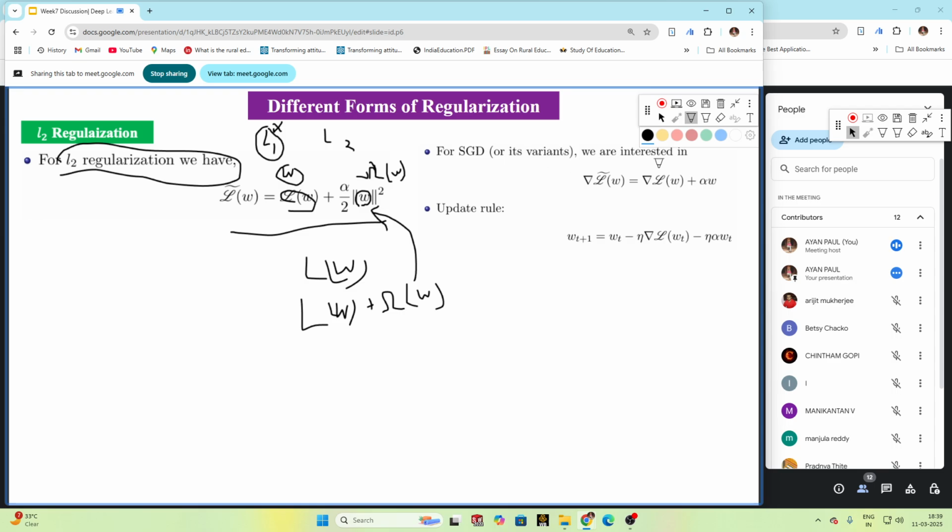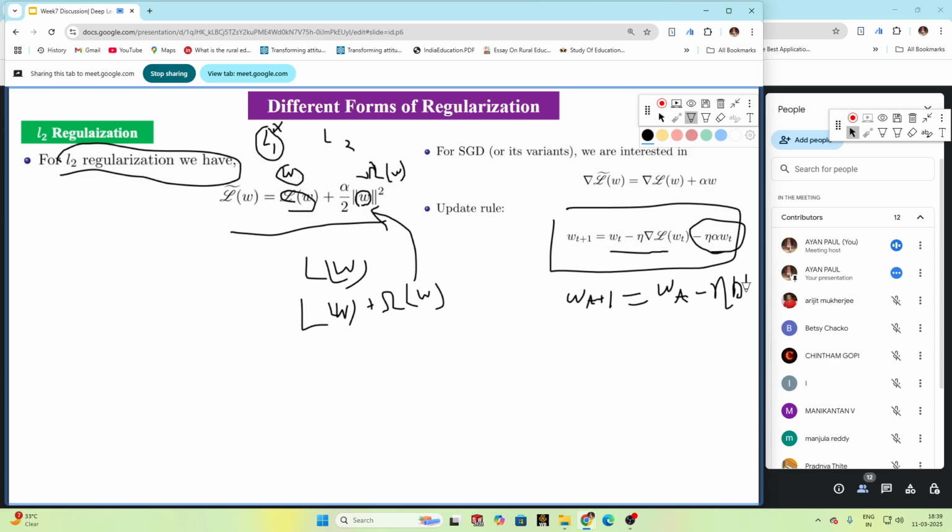We are interested in the SGD update, so let's leave this. Earlier we had only this. Now as we are adding this term, we will have an updated weight. Earlier the updated weight was w(t+1) equal to w(t) minus eta times the partial derivative of L(w) with respect to w(t). Now, as we introduce alpha by 2 w square in the loss term, it becomes w(t) minus eta alpha w(t) in addition. So this is the change in our SGD or update rule.